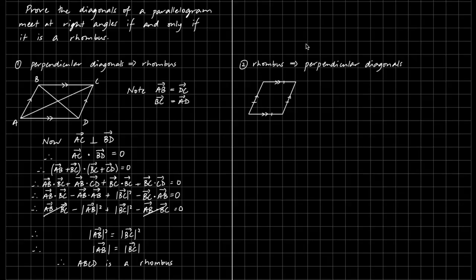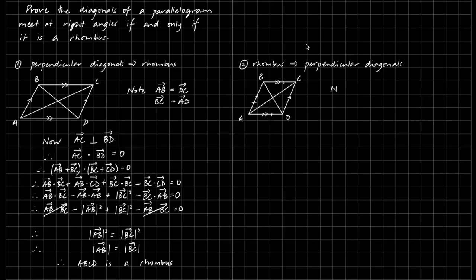Alright, so that was proving the implication the first way, and then we want to prove that if this is a rhombus, then the diagonals must be perpendicular. So it's going to be quite similar, but this time we're going to show that if the side lengths are equal, then the dot product of the diagonals has to equal 0.